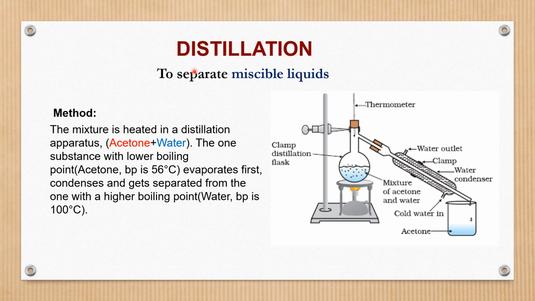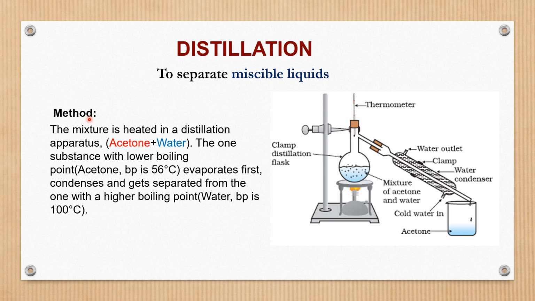Distillation is used when the mixture contains miscible liquids. We already studied that by using the separating funnel we can separate immiscible liquids like kerosene and water, but here the liquids are miscible, because they are mixed together. So in this situation we use the distillation method. Now we see what the method is and which example we can take to study this distillation.